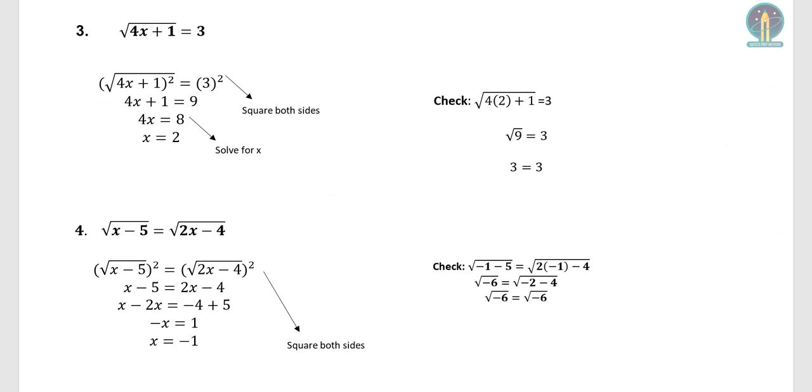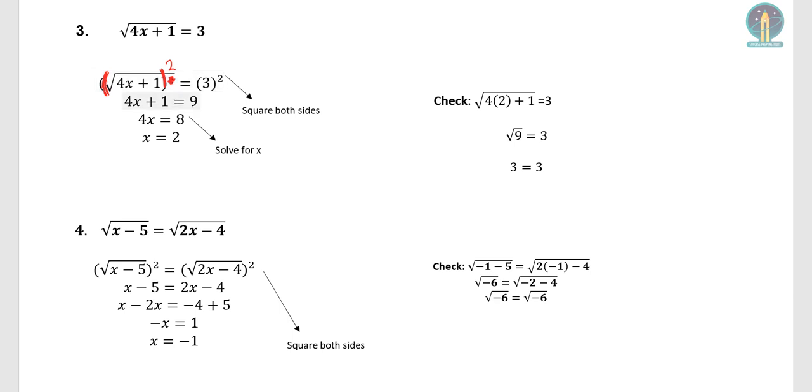Next example, square root of 4x plus 1 equals 3. Square both sides, right? This is a little bit of a typo, so this should be like that. So the square root of 4x plus 1, and then that is squared, okay? Meaning the square is not under the radical, it's above the radical sign. And then on the other side, 3 squared.